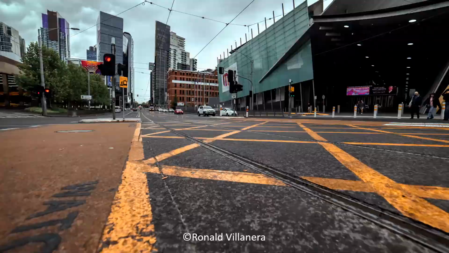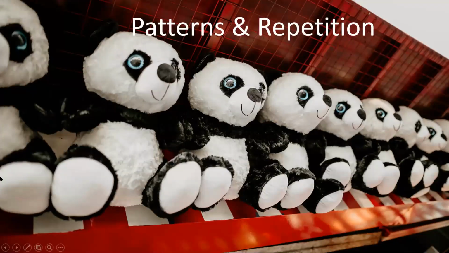So if there are no questions, we have what we call patterns and repetition. In this photo, what do you think is a pattern and repetition here? The eyes of the panda. The eyes of the panda, what else? The color of the panda.